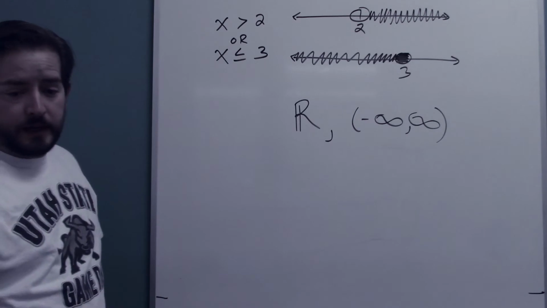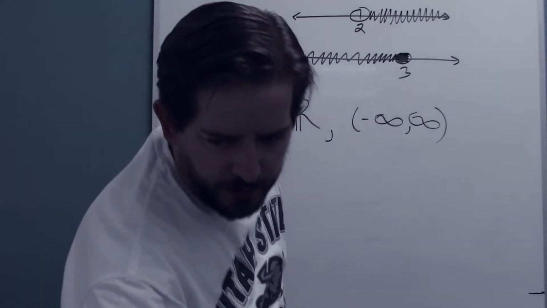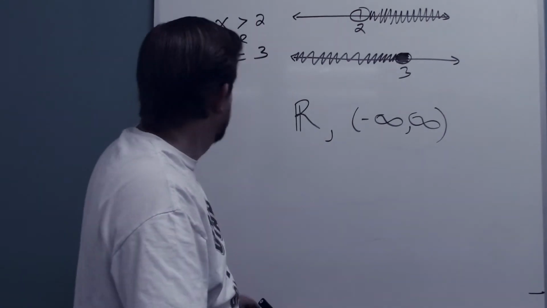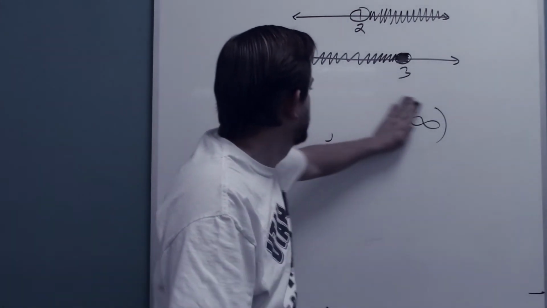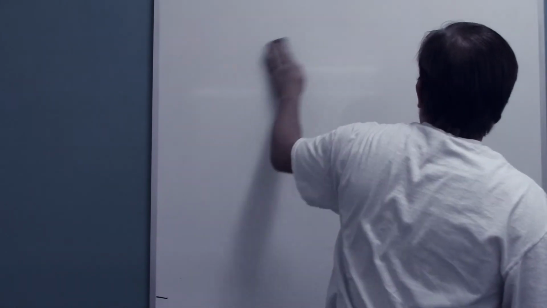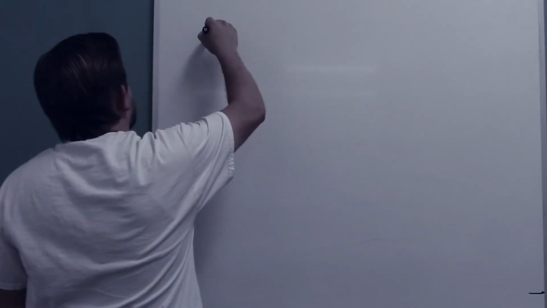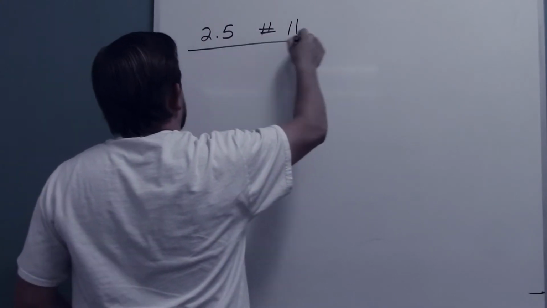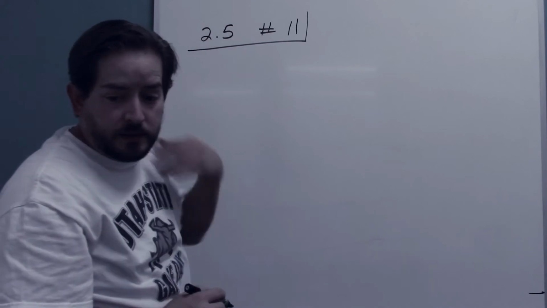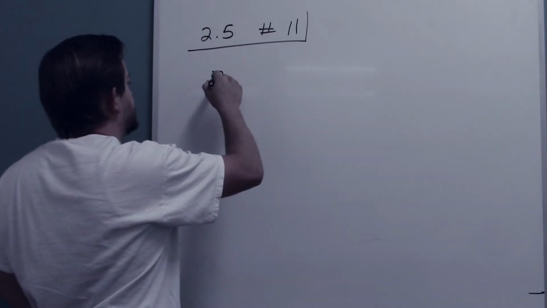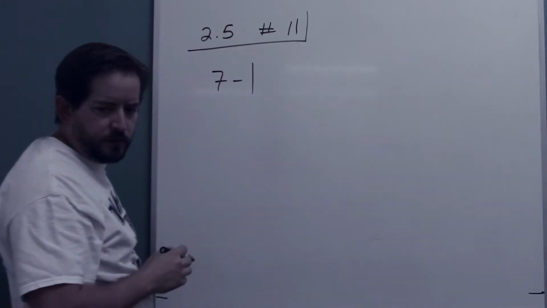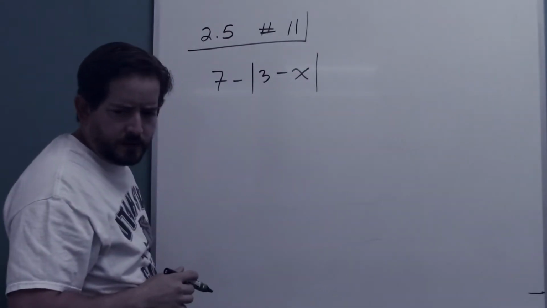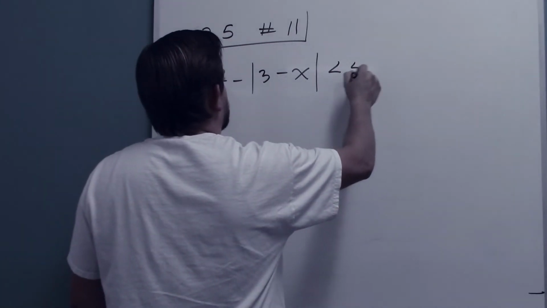All right, let's look at 2.5. There's a question number 11. And that says 7 minus the absolute value of 3 minus x is less than 5. Okay.